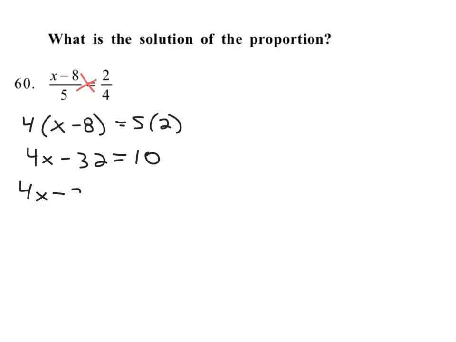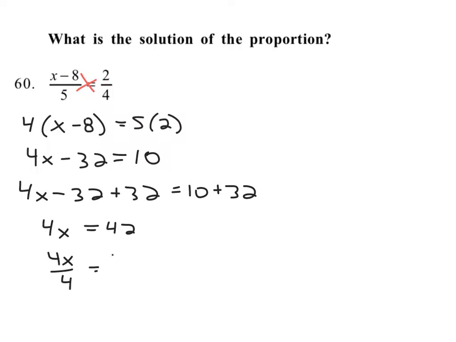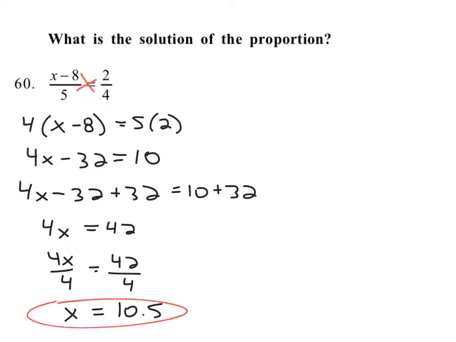And then we say 4x minus 32 plus 32 equals 10 plus 32. Okay? And then 4x is equal to 42, and 4x divided by 4 is equal to 42 divided by 4, which actually makes x equal to 10.5. And that is the solution.